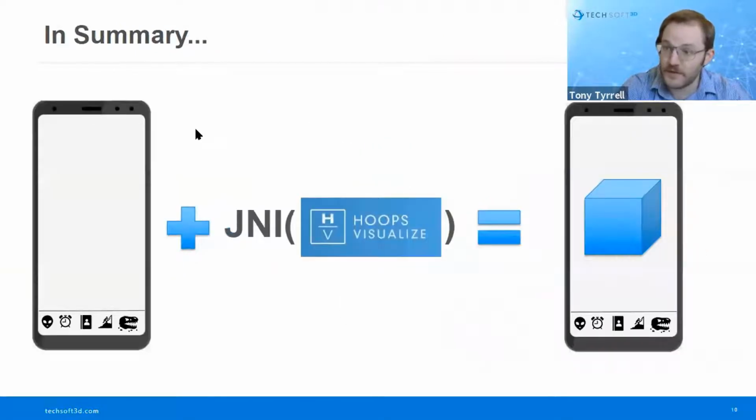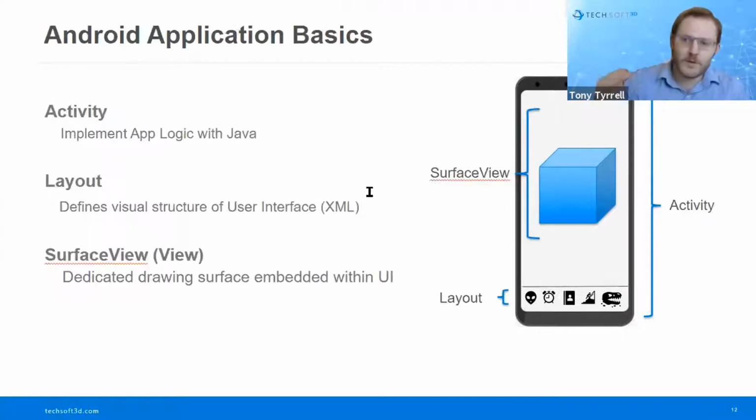So it's going to look something like this, where we're going to create a very basic Android application, and then we're going to wrap the Hoops Visualize libraries in the Java native interface. That's going to allow us to bring that C++ visualization technology or software into the realm of Java and Android. The most fundamental building block of an Android application is what's called an activity, and an activity is where your Java logic lives. It's what gives your application functionality and life.